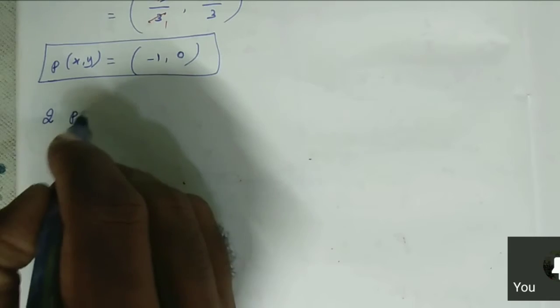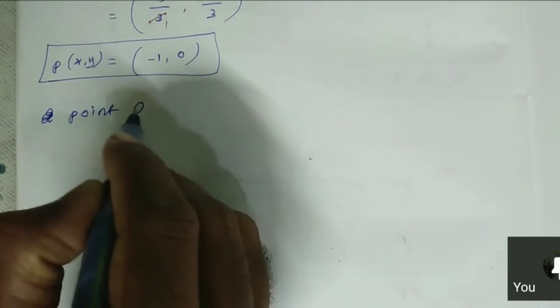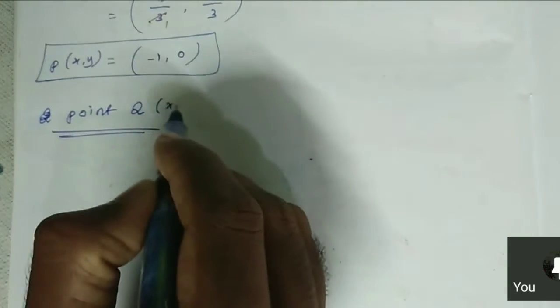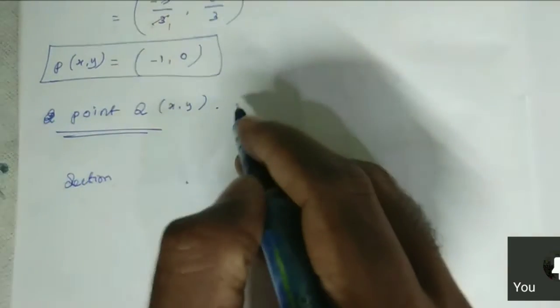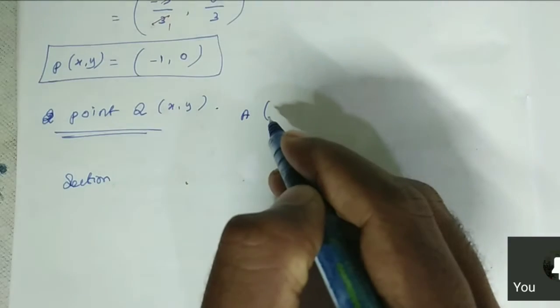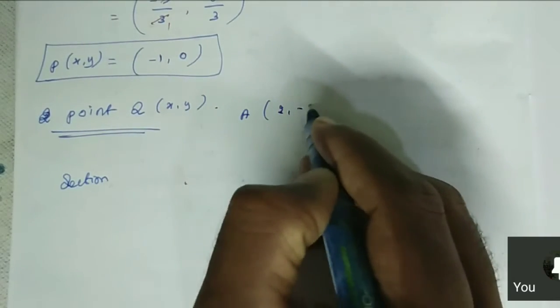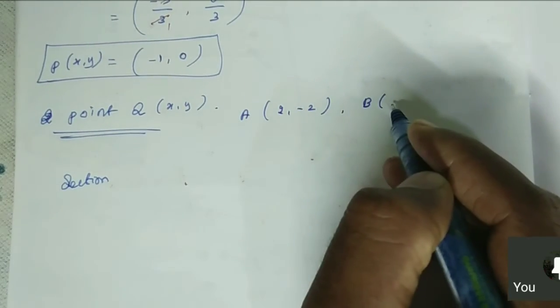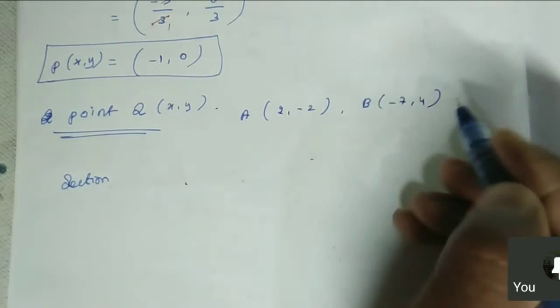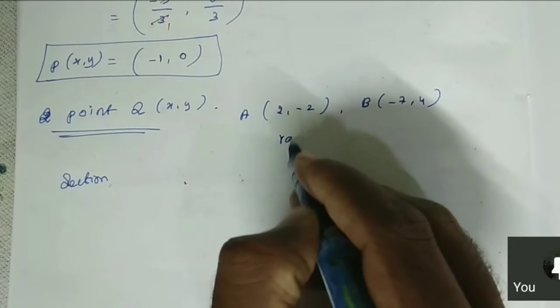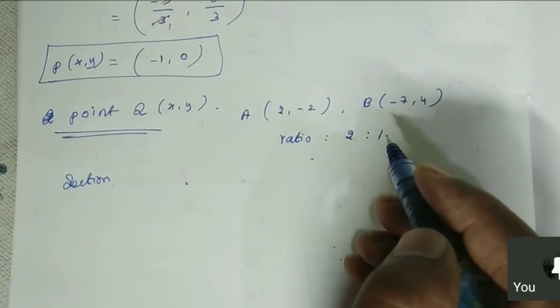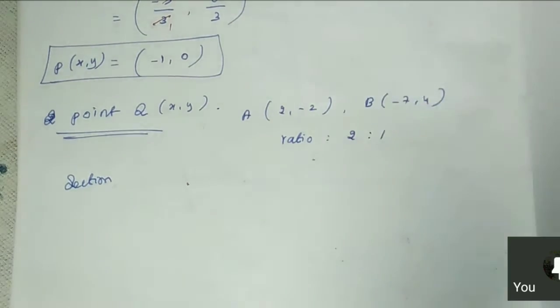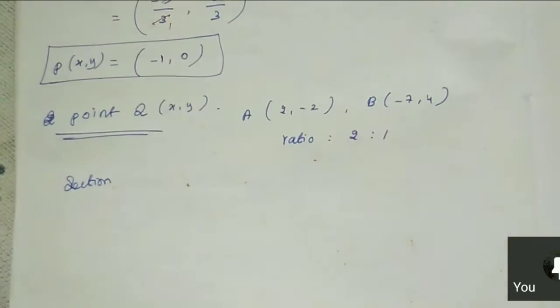Now we can find the point Q, Q of (x, y). Before the section formula, write the points: A is (2, -2) and B is (-7, 4). Then the ratio is 2 is to 1. For P alone it is 1 is to 2, and for Q it is 2 is to 1.